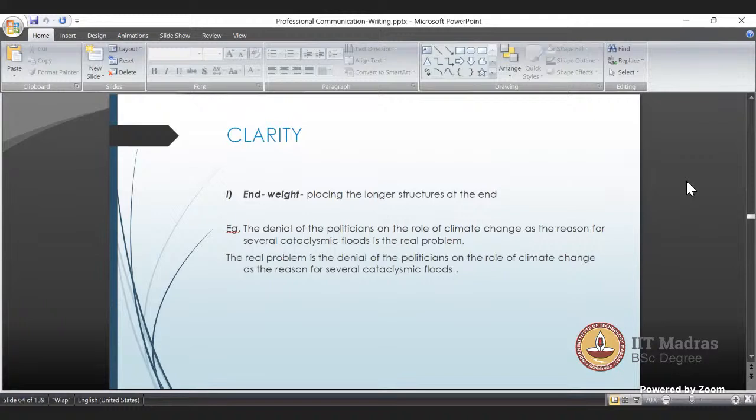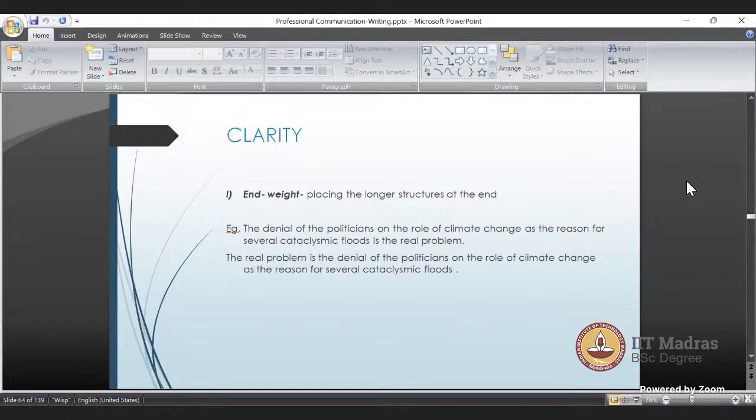Now this one is very, very important. This is not just under style, but generally under professional writing. One of the major features that makes something professional or formal is the clarity, right? The feature clarity. Now let's see how you do that by using proper styles within sentences. Okay, end with placing the longer structures at the end.